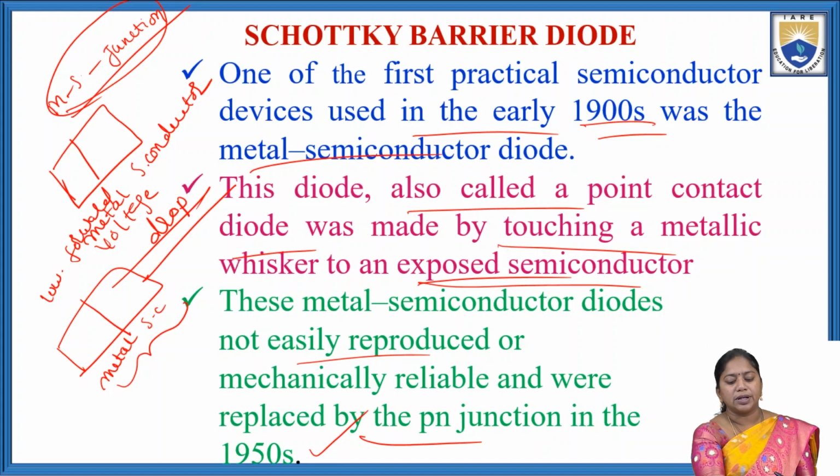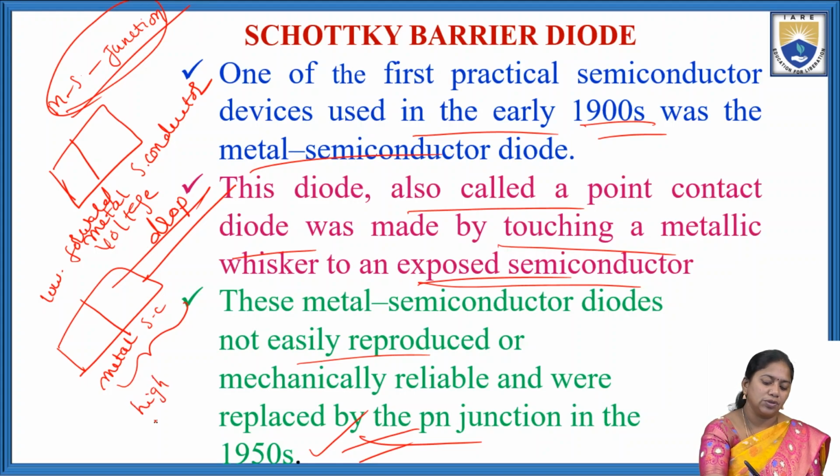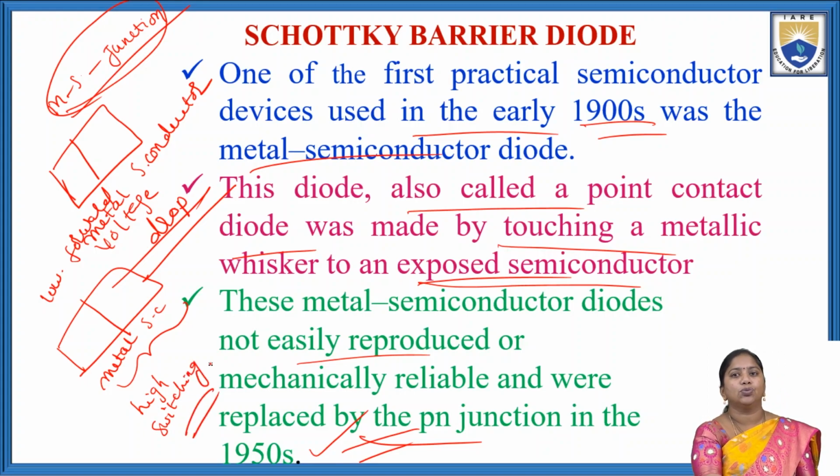The metal semiconductor diodes were replaced by PN junctions in the 1950s. Compared to PN junction diodes, Schottky diodes have a low forward voltage drop and high switching speed. The metal semiconductor junctions or metal semiconductor diodes are called Schottky barrier diodes.